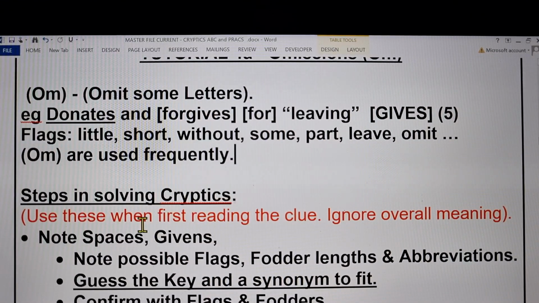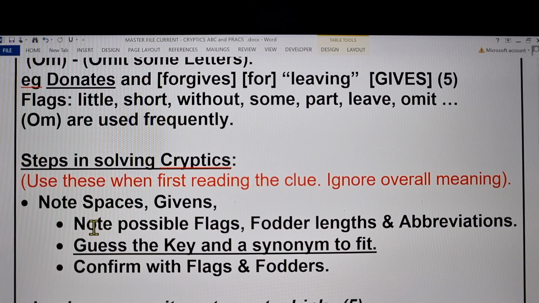Right, steps in solving cryptics. Use these when you first read the clue. And don't forget, ignore the overall meaning, whatever you do. Note the spaces and givens. Note the possible flags, the fodder lengths and the abbreviations. Just keep them all in your mind.